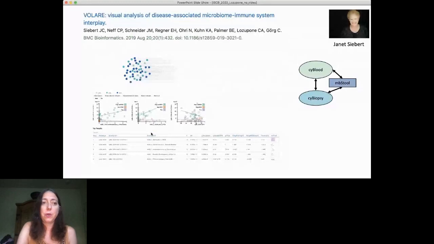So a couple of years ago, we developed a tool called Volari together with Janet Siebert for visual analysis of linear regression results and applied it to looking at these interactions between microbes and immune cell populations. The Volari interface takes outputs from running linear regressions in the R statistical package and allows you to explore the data. On the top, you have a network that you can interact with. You could click, for instance, on hubs that are immune cells attached to many different microbes. You can ask to show the network in the table below, or you can search the table and ask to show what's in the table in the network.